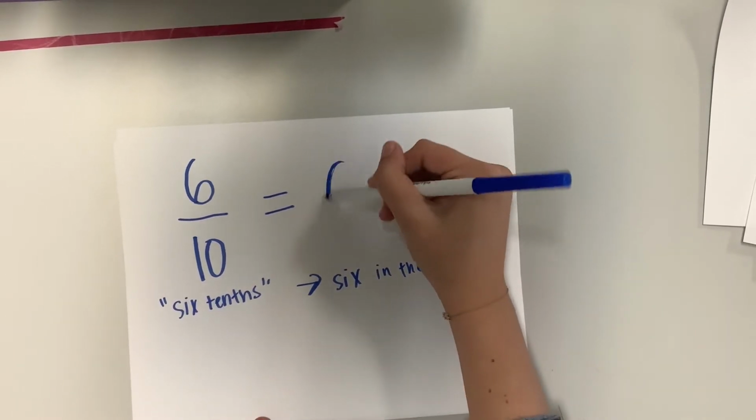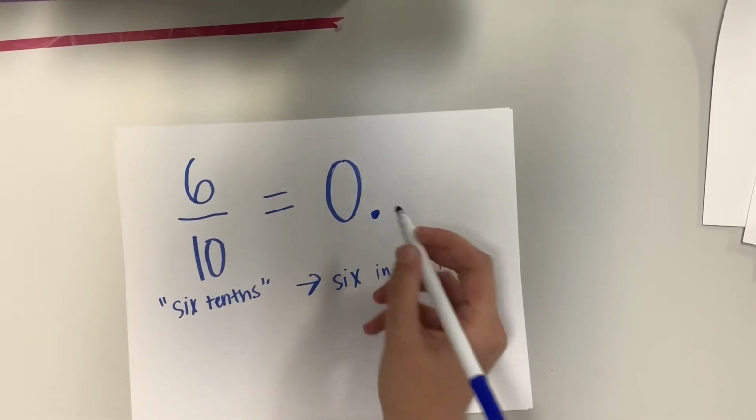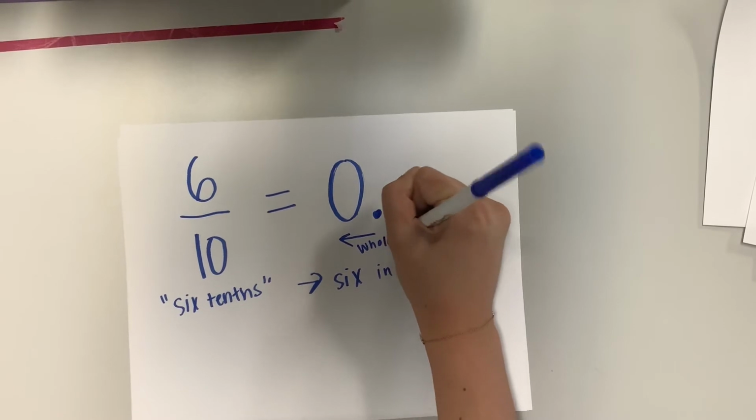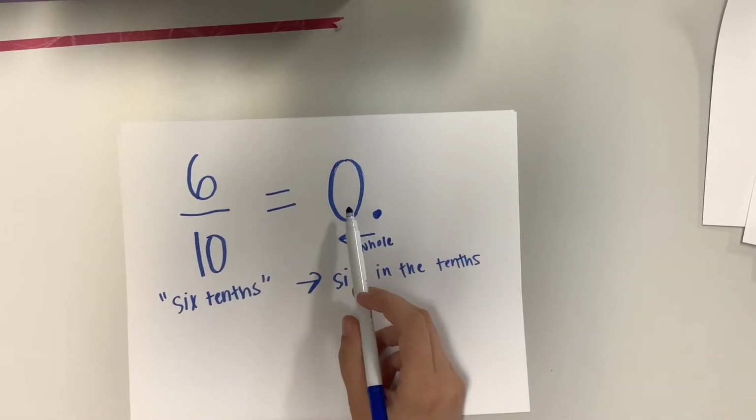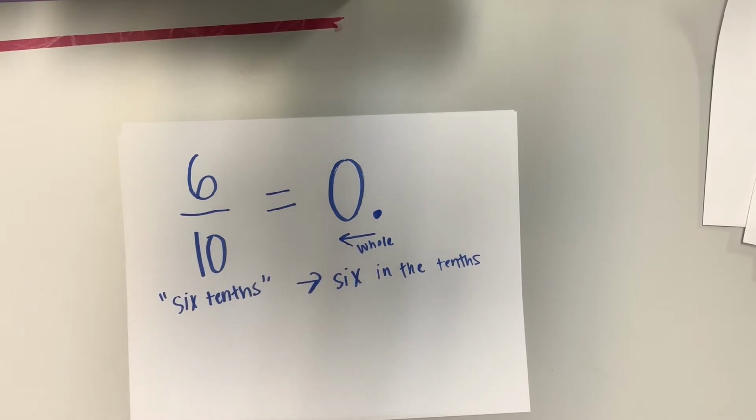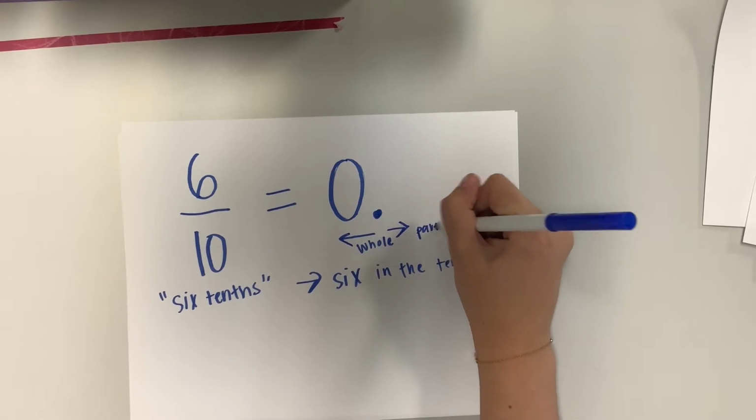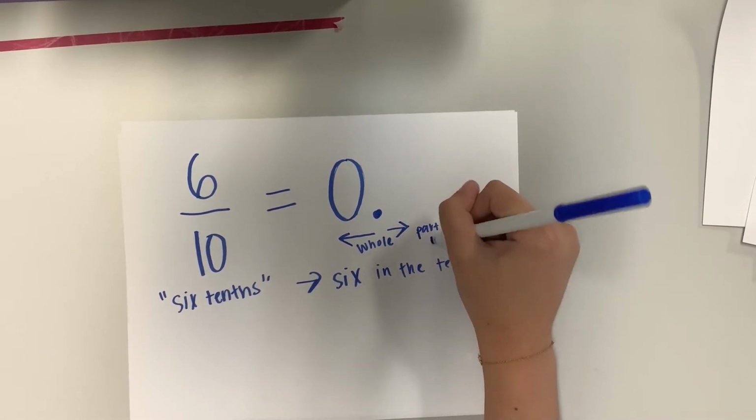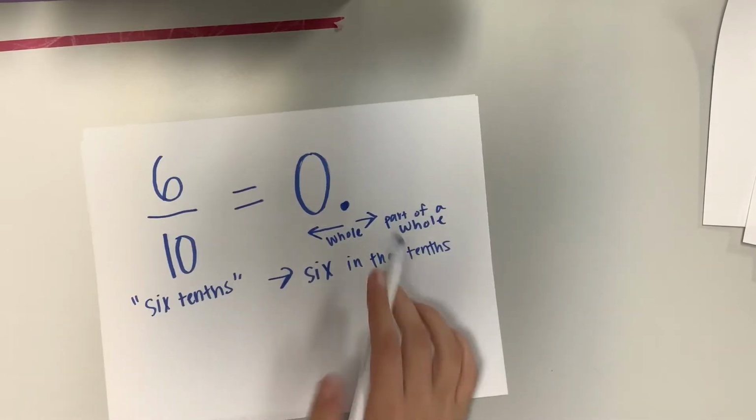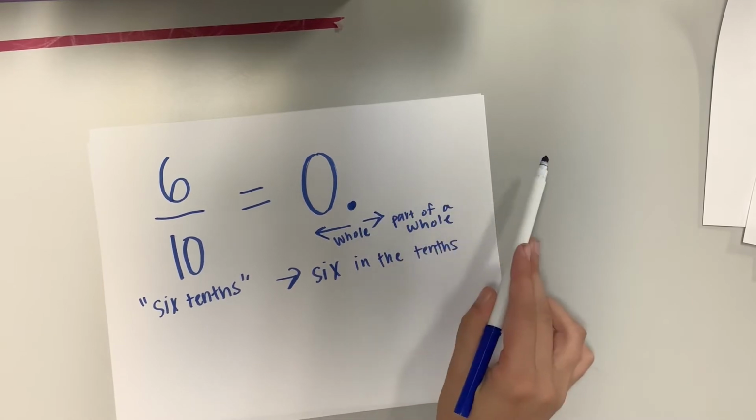So 0, and remember, everything to the left of our decimal is whole numbers. So to the left of our decimal is the ones place, then we go tens, hundreds, on and on and on. Everything to the right is part of a whole, which means it's a decimal. So we also know that as we go to the right, our places get smaller and smaller and smaller.